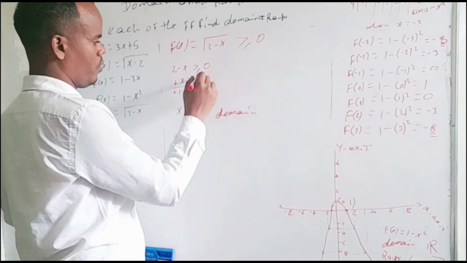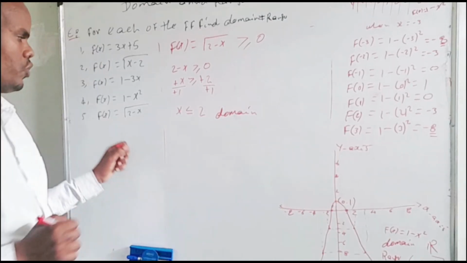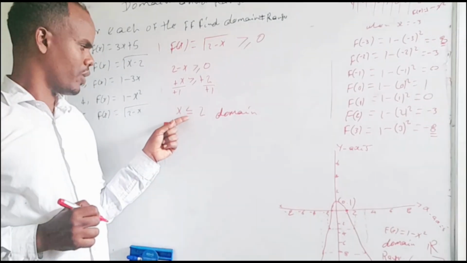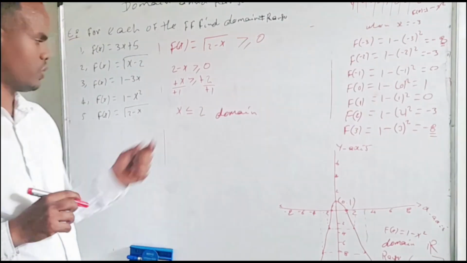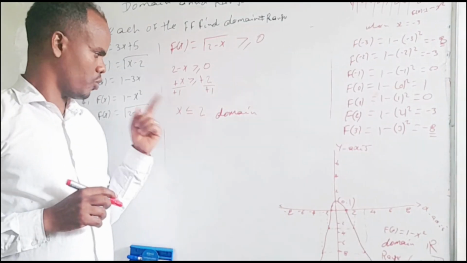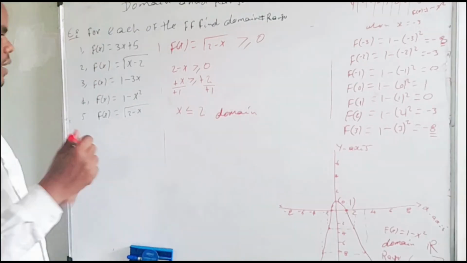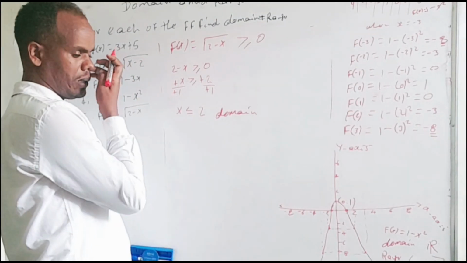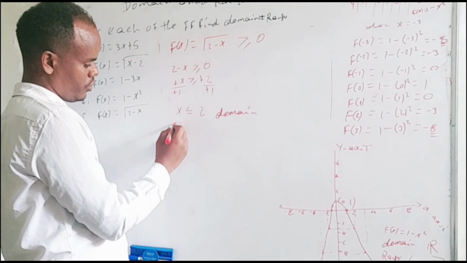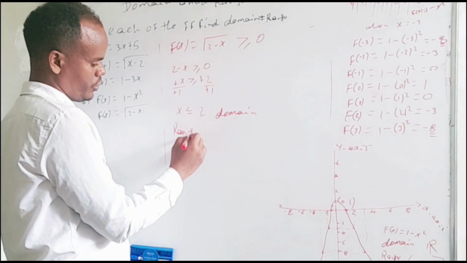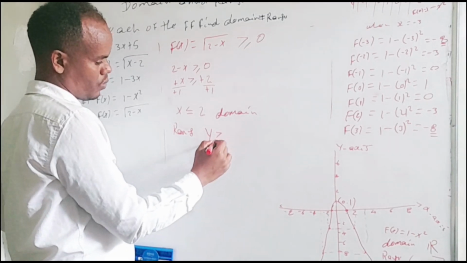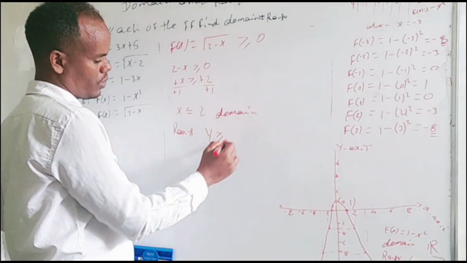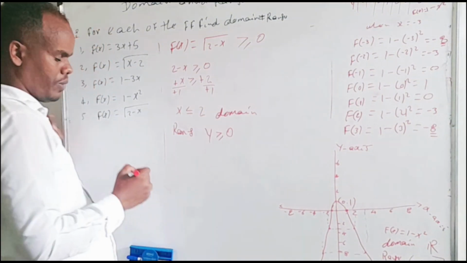Negative time much in the domain, x less than or equal to much. That means the domain is less than or equal to. What about the range? Range is y greater than or equal to 0. Right.